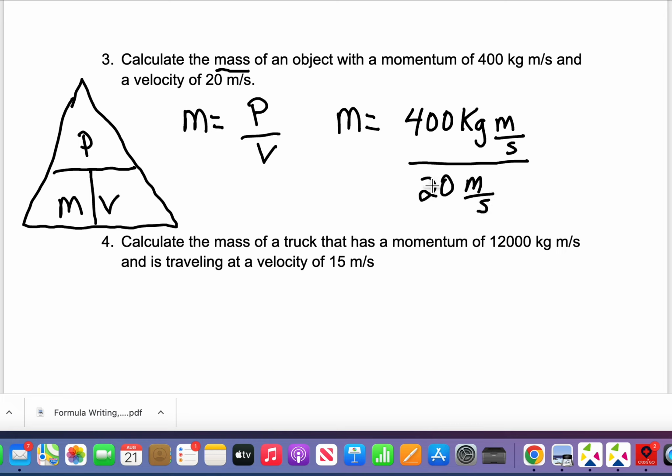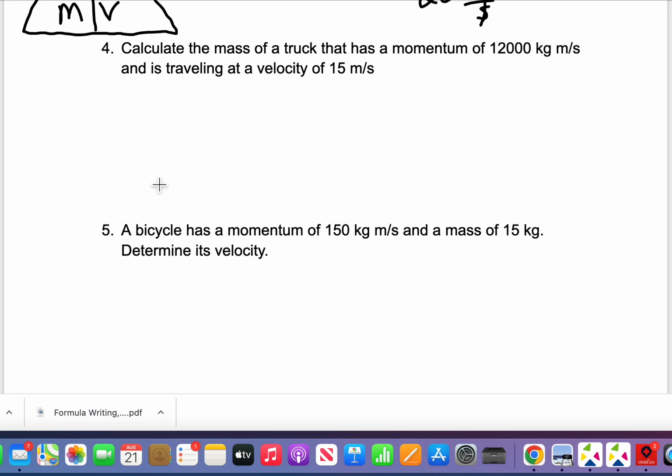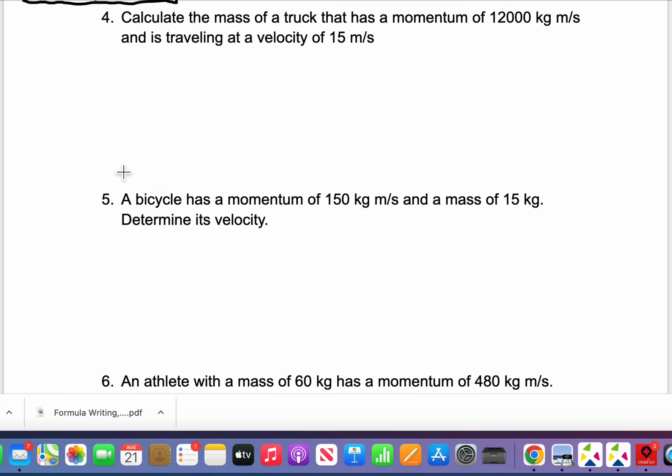And if you take 400 divided by 20, that equals 20, but you got to get the units right. Now, this is a little tricky, but the units of meters per second divided by meters per second is actually 1, and so that cancels out, and that leaves you with the unit of mass, which will be kilograms. Why don't you try number 4, pause the video, and then come back and look at my video and see if you did it right.